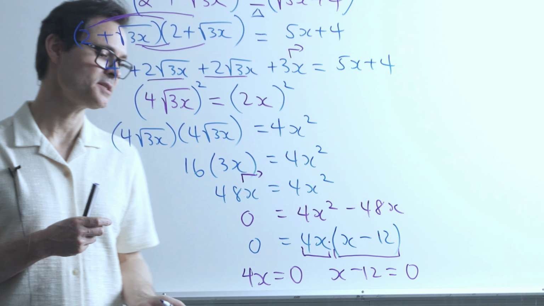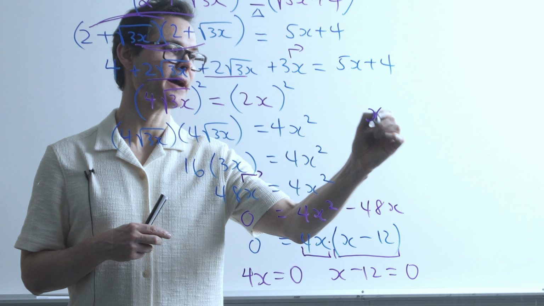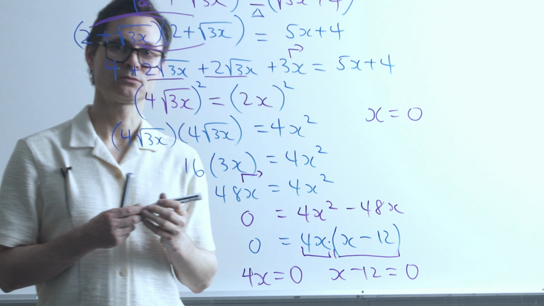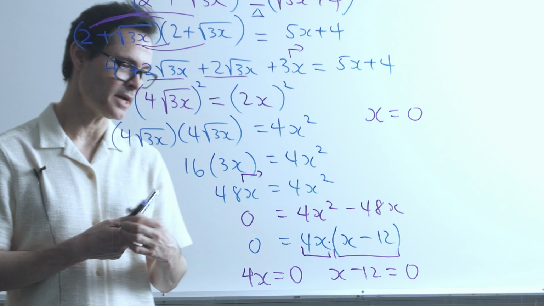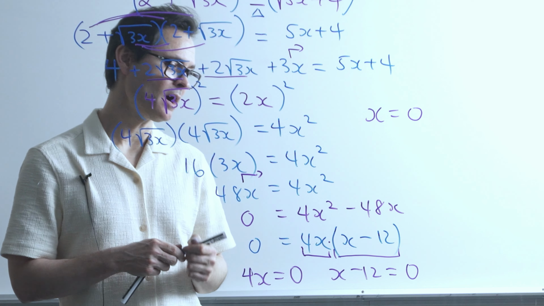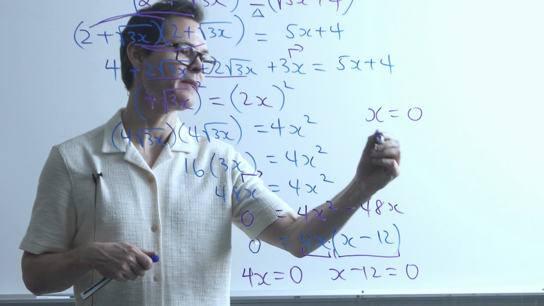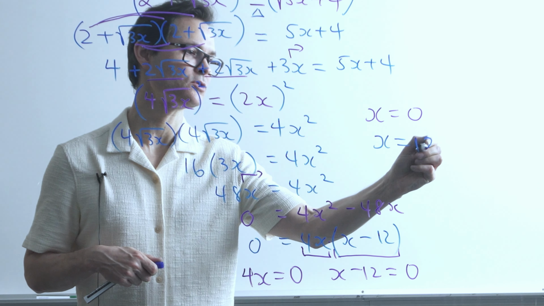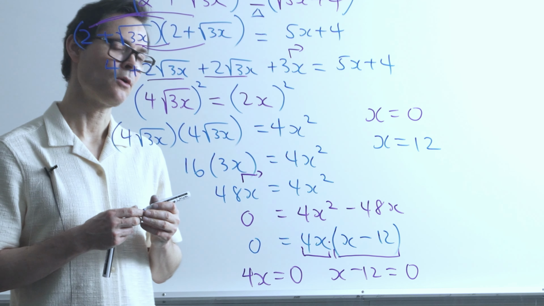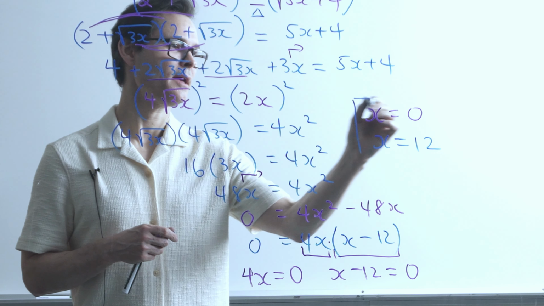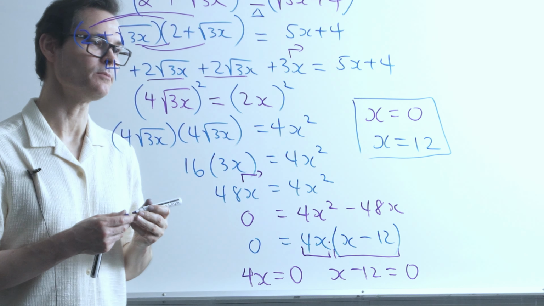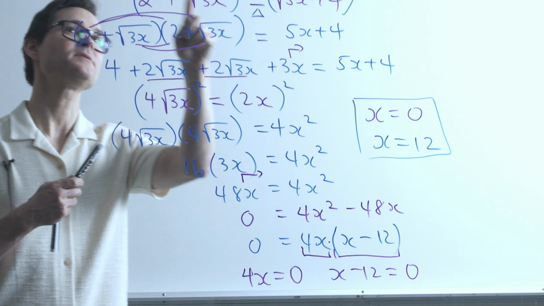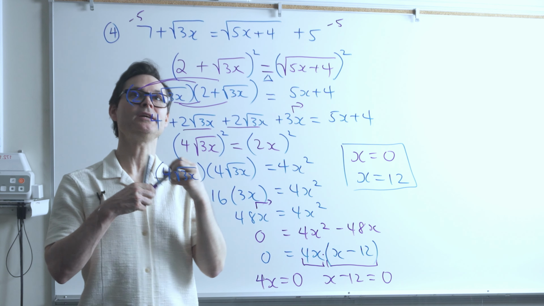Okay, well if 4x is equal to 0, that means x is equal to 0. You're just dividing both sides by 4. And if x minus 12 is equal to 0, then that means that x equals 12. Okay, so those are our 2 answers, but we have to check them. Don't forget, they have to balance the original equation.